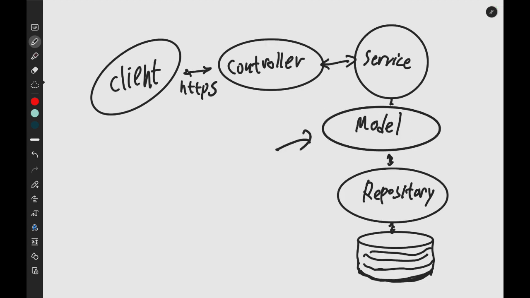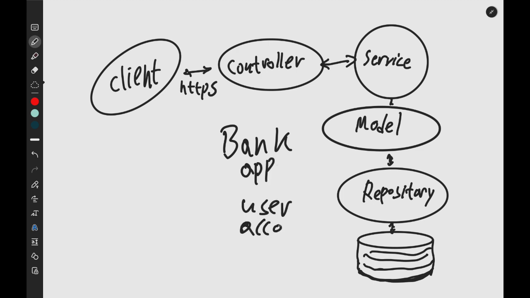Okay, so then we have the model. The model is basically, some people call it the entities or entity. It's basically the different objects we're using to describe the data that is saved in the database. Now, in a bank application, in a bank app, we might have users, we might have an account.